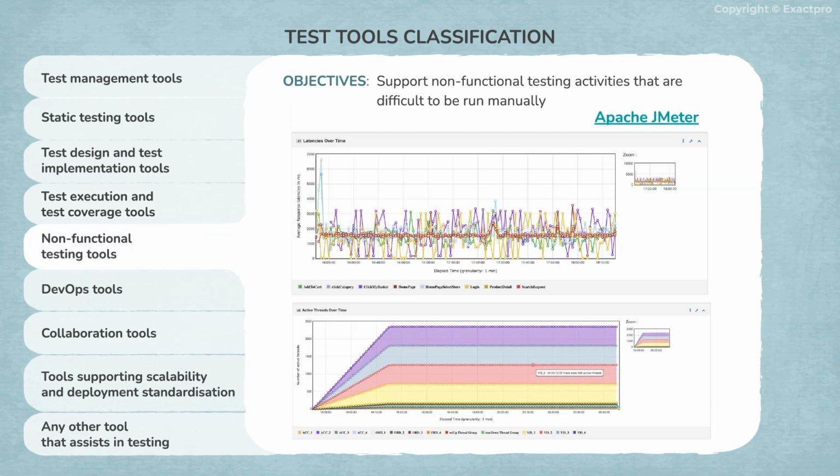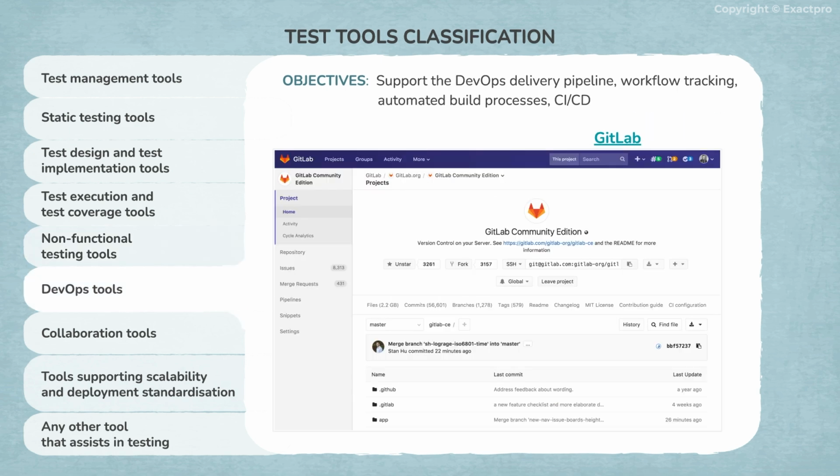5. Non-functional testing tools. Non-functional testing tools are essential in supporting non-functional testing activities that are difficult to run manually. Various tools are available to assist in conducting non-functional tests effectively and efficiently. Some commonly used non-functional test tools include load testing tools, performance testing tools, stress testing tools, security testing tools, usability testing tools, compatibility testing tools, and others. Example: Apache JMeter.